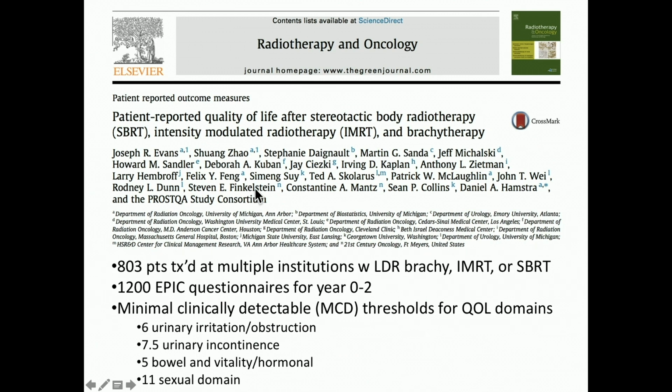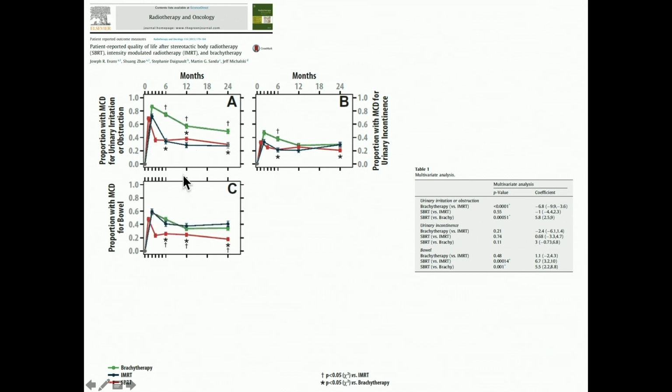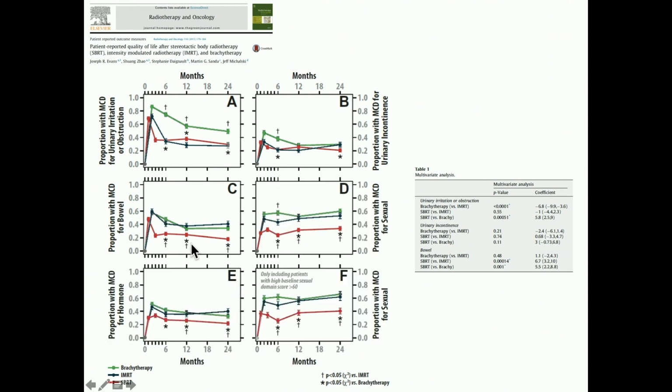This is an interesting study, which is also a multi-institutional comparison of patient-reported quality of life parameters. So 800 patients filled out 1,200 EPIC forms, and they were followed. These are patients who had IMRT, SBRT, and brachytherapy. SBRT is in red, green is brachytherapy, blue is IMRT. In terms of irritative urinary toxicity, like obstruction or incontinence, SBRT compared favorably with brachytherapy. In terms of bowel toxicity, SBRT also compares favorably on EPIC forms. I would take with a grain of salt the sexual function, which shows an improvement with SBRT also.